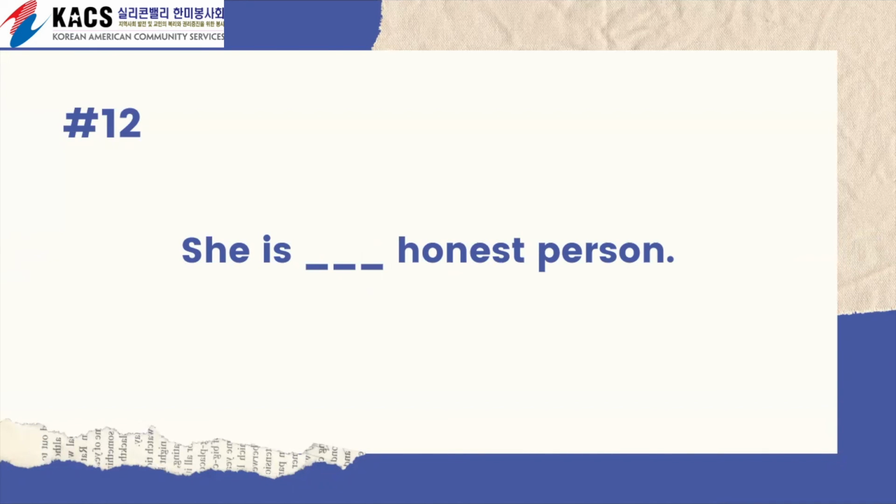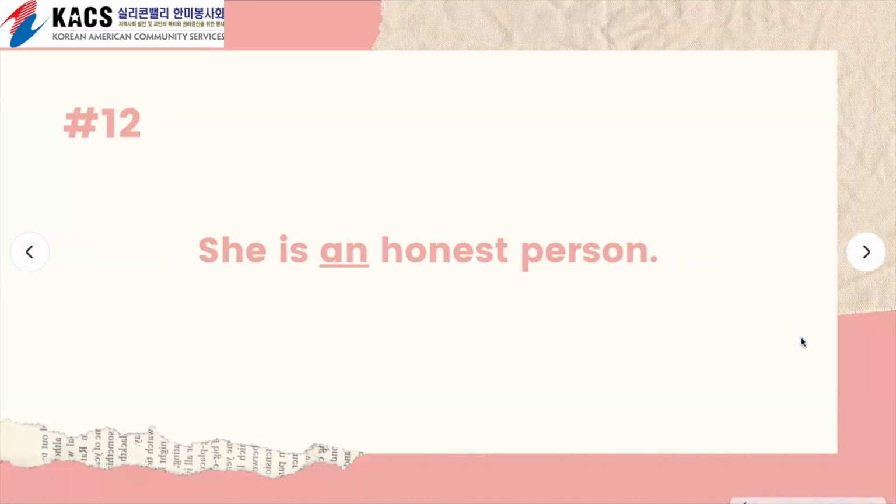She is blank honest person. Okay, now I will give you 5 seconds to figure out the answer. So it says, she is blank honest person. The answer for this one is an. So it would be, she is an honest person.